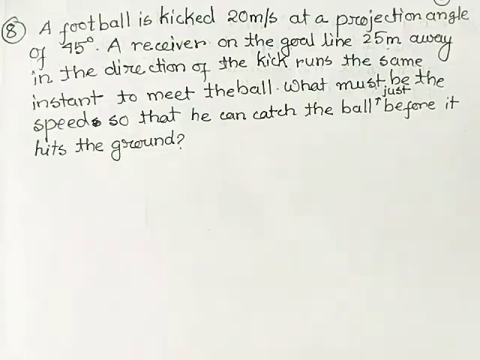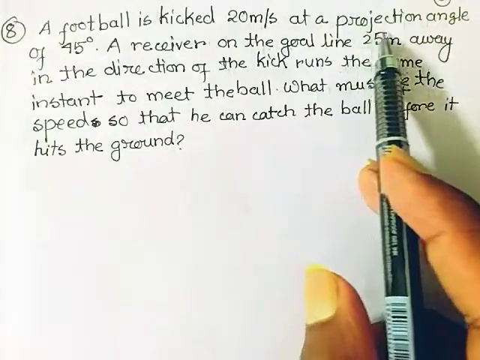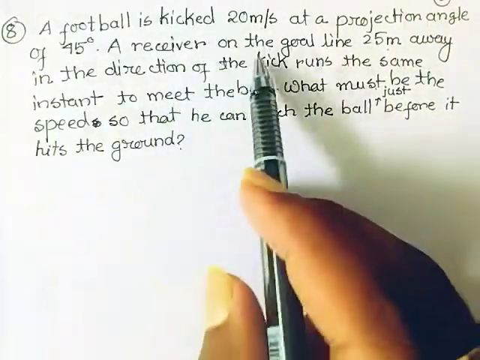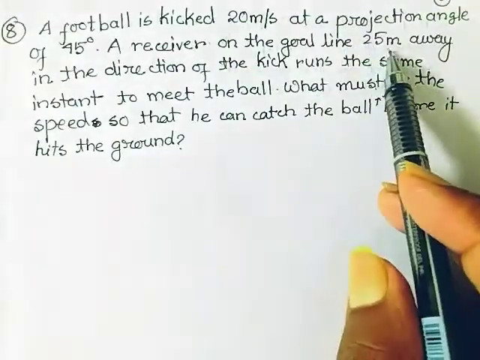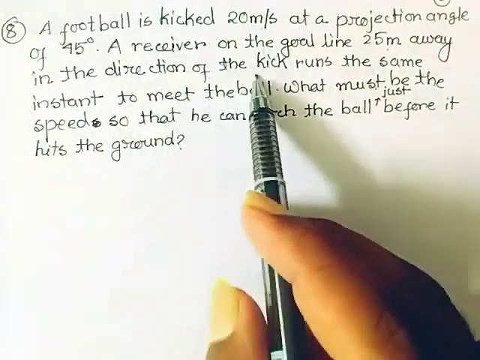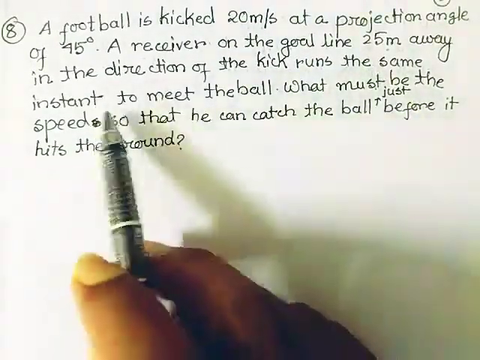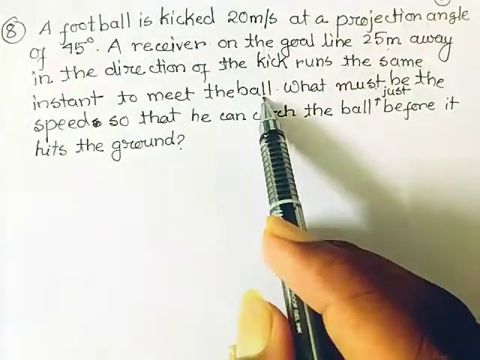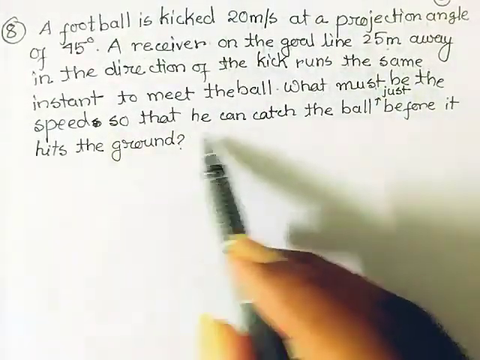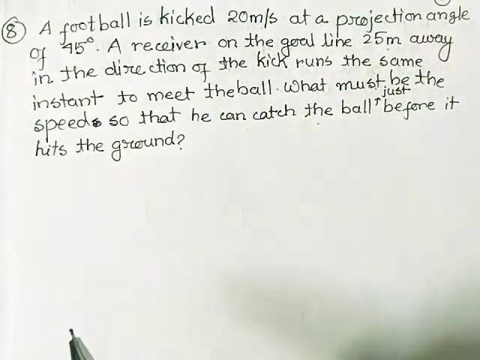A football is kicked at 20 meters per second at a projection angle of 45 degrees. A receiver on the goal line, 25 meters away in the direction of the kick, runs at the same instant to meet the ball. With what speed must he run so that he can catch the ball just before it hits the ground?